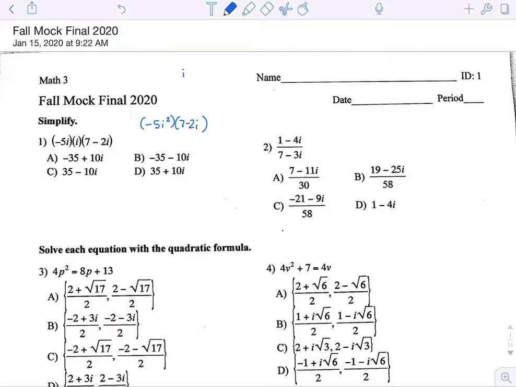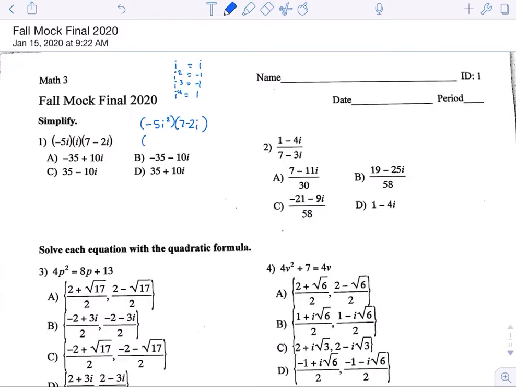Now, recall, this is the information we know about i's, right? These are just things that you guys should know. i squared is negative 1, i to the third is negative i, and i to the fourth is 1. So, since we have i to the second power, we need to change that so that it's negative 1.